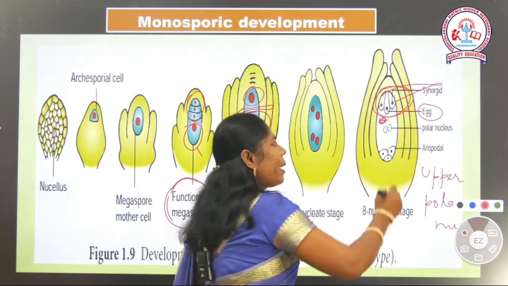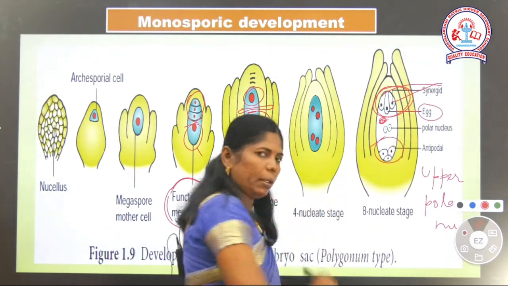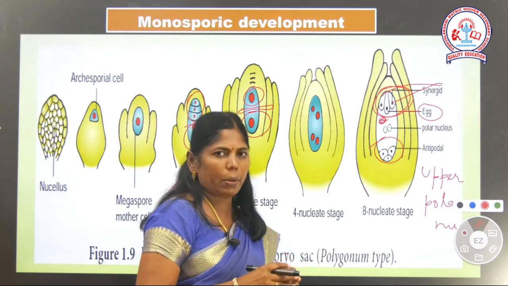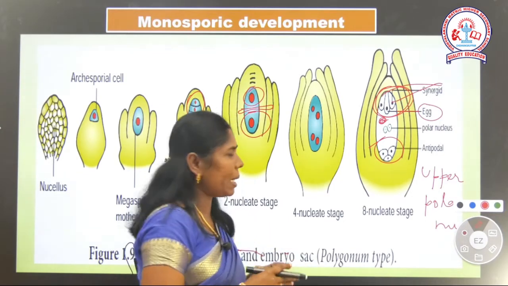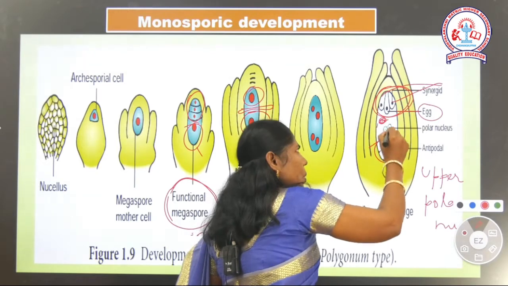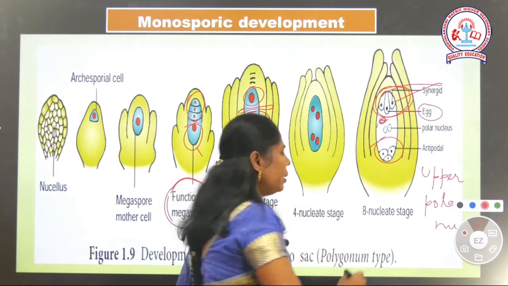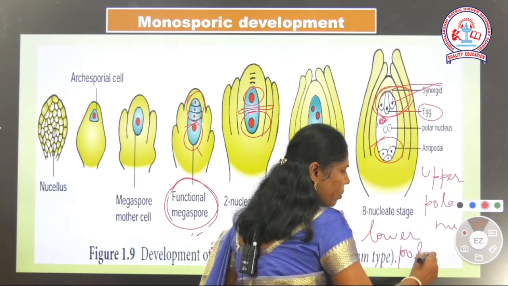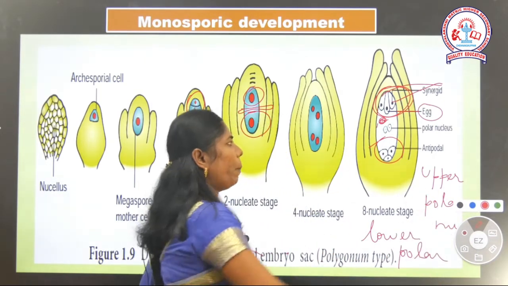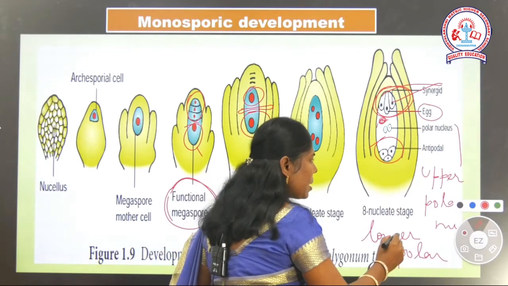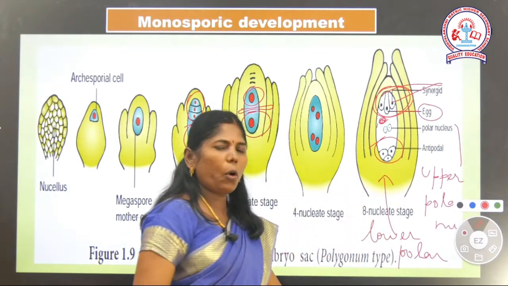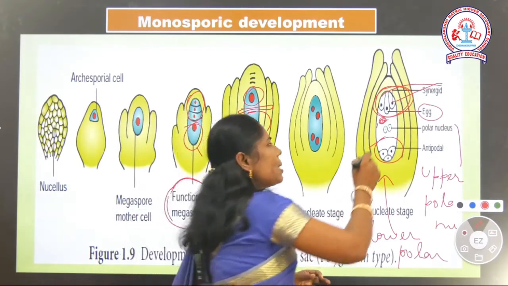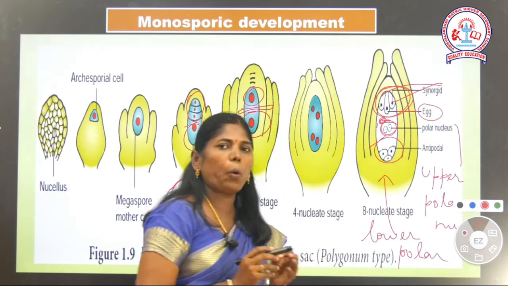Similarly, the antipodal end also consists of 4 nuclei. In the antipodals, 3 nuclei come together to form the antipodal cells, and one of the nuclei is free in the cytoplasm. That is considered as the lower polar nucleus. The upper polar nucleus from the micropylar end and the lower polar nucleus from the chalazal end together form the secondary nucleus, also known as the polar nuclei.